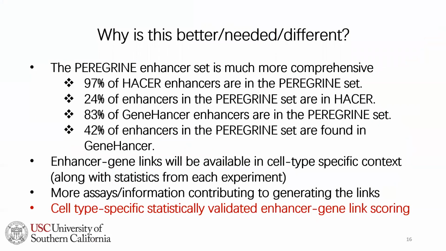So the first question that I always try to ask myself when working on making something new is, why do we need this? How is it different than what's already out there? Firstly, the enhancer set is much more comprehensive than the other enhancer gene link databases that incorporate these kinds of experiments. You can see that when we compare the Peregrine enhancer set to the enhancer sets of HASTER and GeneHancer, the majority of those enhancers are found within the Peregrine set, but that many of the enhancers in the Peregrine set are not found in either of these databases. So from the beginning, we're examining more enhancers for links to target genes and providing more enhancer information.